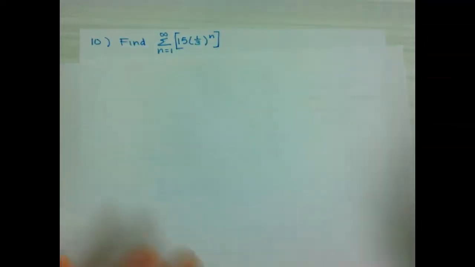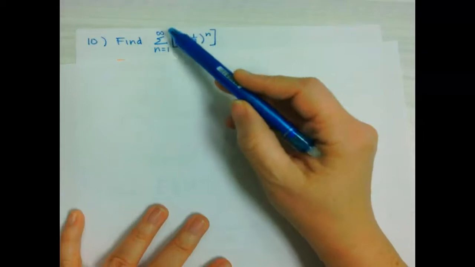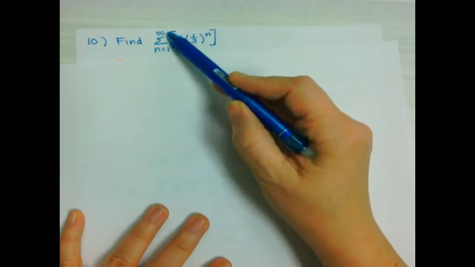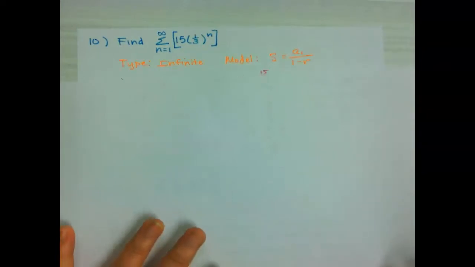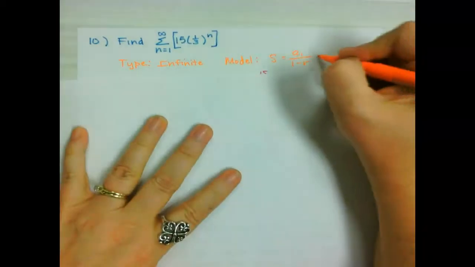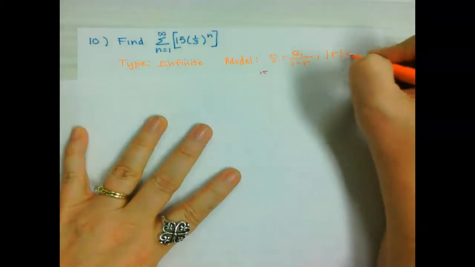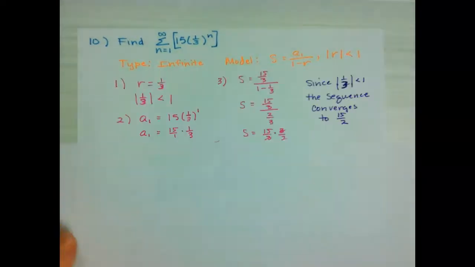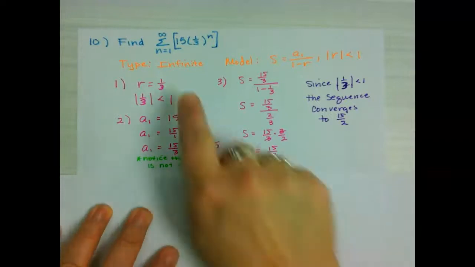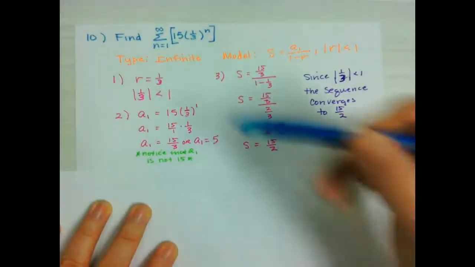All right, so here's question 10. Immediately I should see, okay, that's to infinity, which means I am doing an infinite sum. So if it's an infinite sum, I'm going to use that model, and I'm going to remember that the absolute value of r has to be less than 1. Okay, again, they go together, right? So when we work through the problem, we're going to have to establish our condition first.